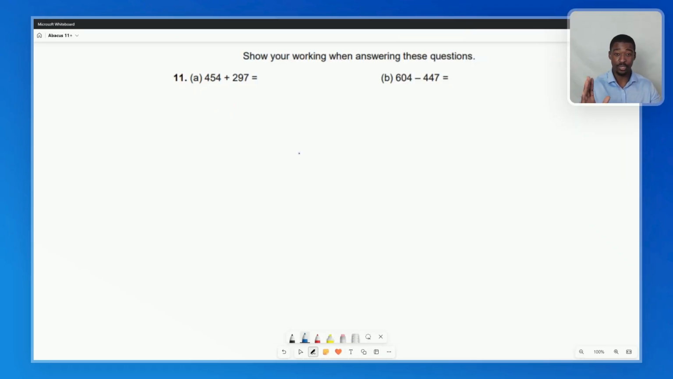Okay, so here for this next question, we have some simple questions, but we have to make sure we make no silly mistakes. First, we have 454 plus 297. So let's work that out, remembering to show our working as the question asks us to. Well, we could use column addition and work it out this way.